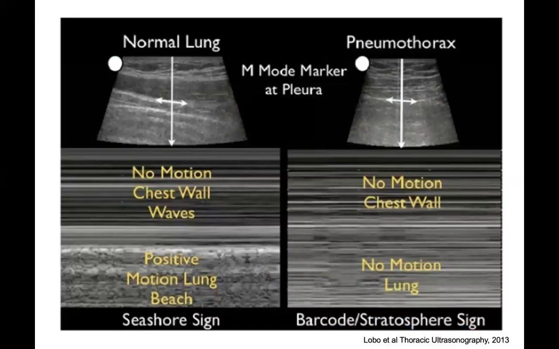So again, just to compare that M mode, here's your visceral and parietal pleura on both sides, and you are looking to see when you put M mode, or motion mode, along that line, what tracing do you see. On the left is a normal lung, which rules out a pneumothorax. You see the seashore sign, and on the right a barcode or stratosphere sign. Again, technically it means possible pneumothorax, but you will see a barcode or stratosphere sign if you have a pneumothorax.